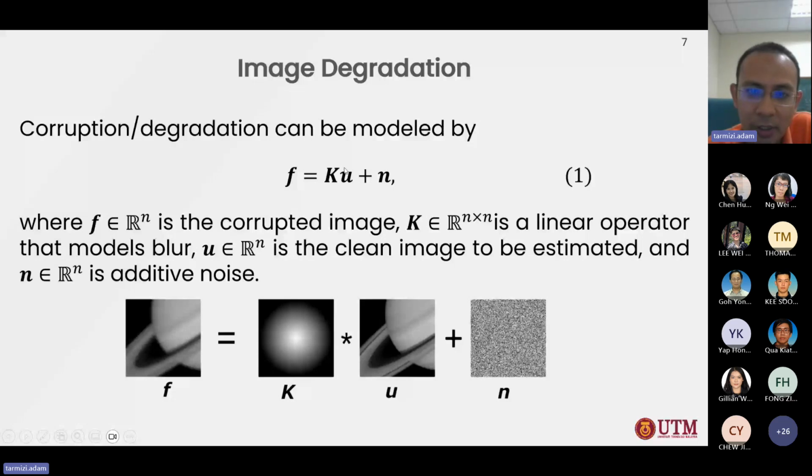And we have the noise n, the additive noise. If you want to picture this equation, it's something like this. If K is a blur, then it's a convolution operator.